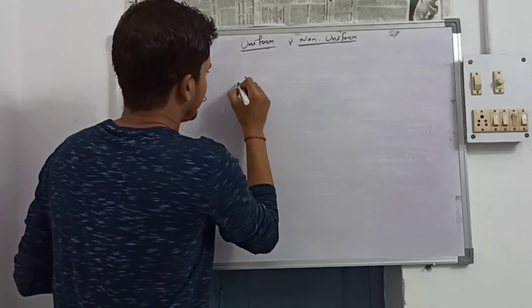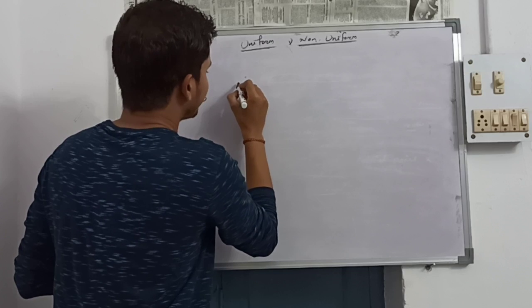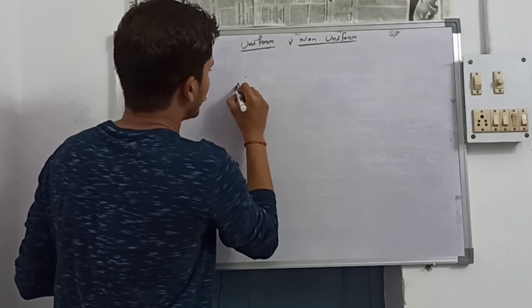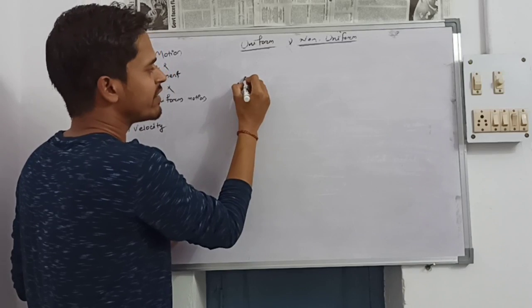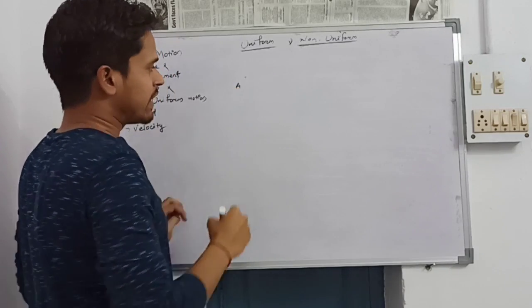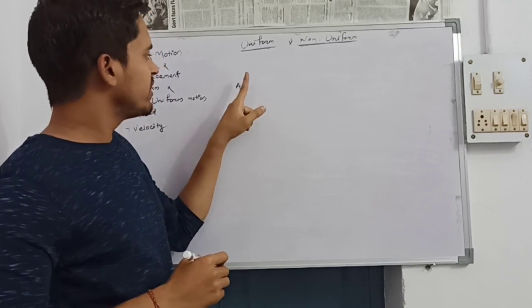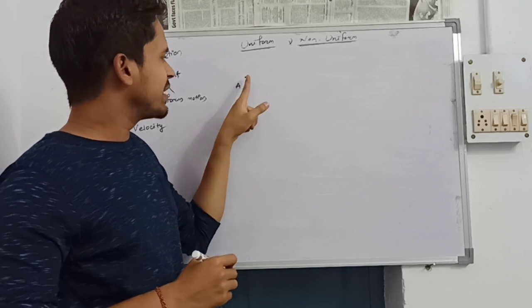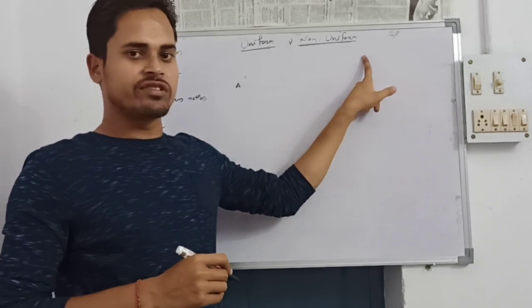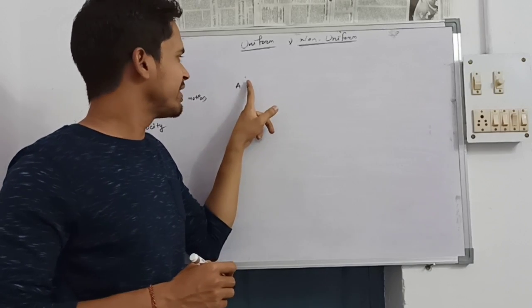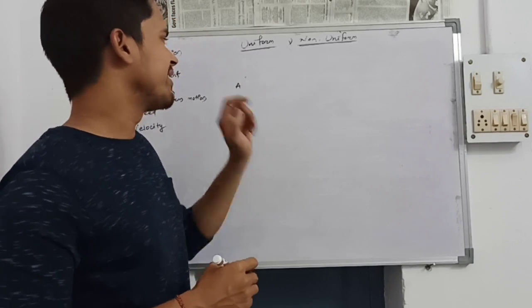One object is traveling, starting from point A. This is called the origin or point of reference. When you are taking the initial point, always remember that with respect to this point you are starting the motion. That's why it is called the origin, or this reference point.